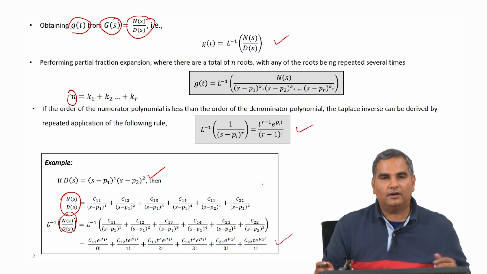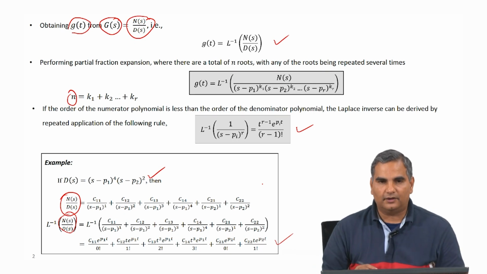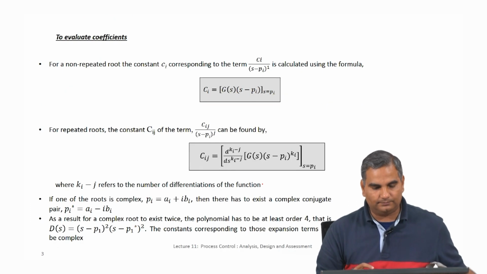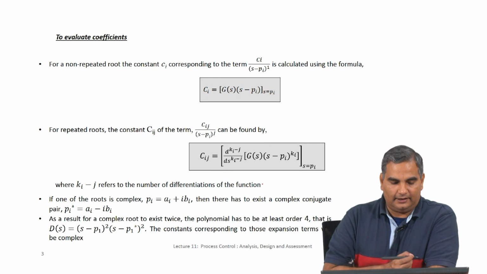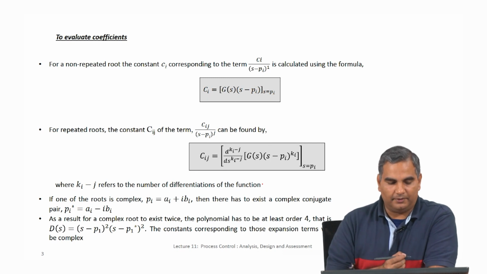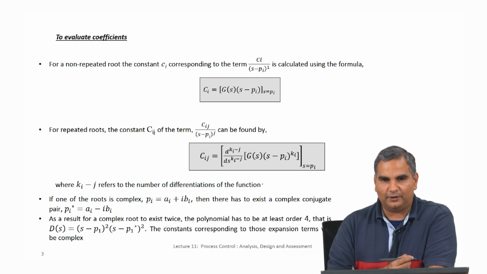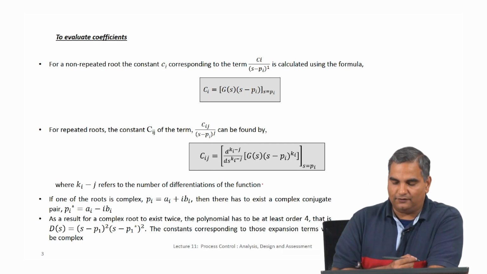If all of them are non-repeated roots, then you will correspondingly have 6 terms, and every one term will represent one pole or one root. So, if I have, let us say, something where the root is not repeated, then how do I compute the coefficient corresponding to that? So, the idea is the following.